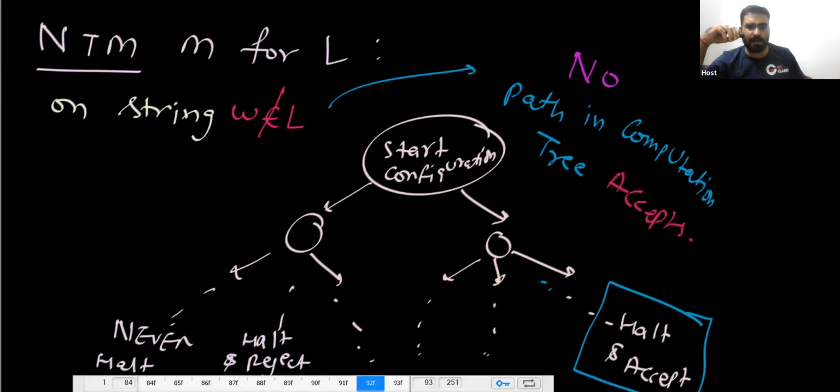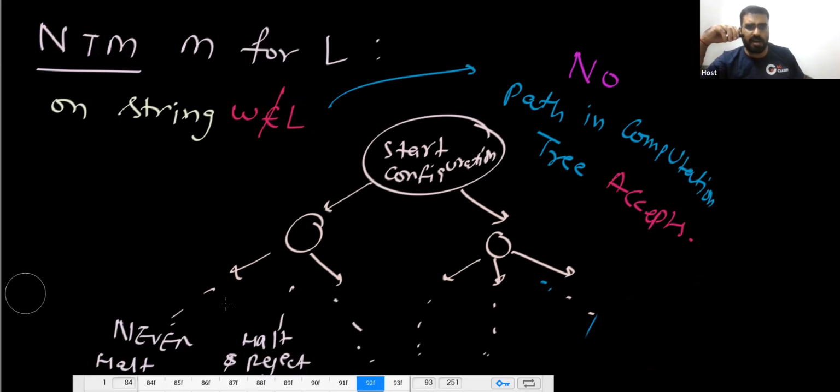So this can never happen. Every path either will reject or it will loop. Either it will loop, yes or no? Either it will loop or it will halt and reject. Correct? So these things we have already seen.